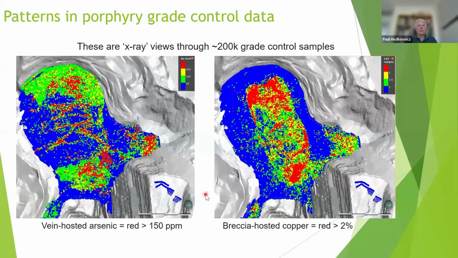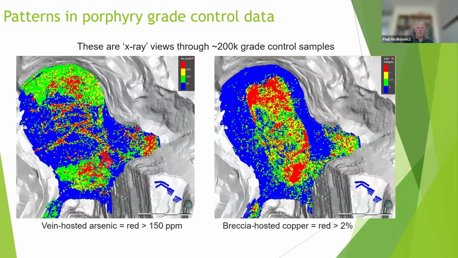So these are screenshots from that. And again, this is looking at about 200,000 grade control samples in this part of the pit. Again, you can see the very sharp boundaries of this breccia zone at the core of this magmatic system, hosting most of the high-grade copper. But then looking at the arsenic, you can see this vein-hosted arsenic in red. That's greater than 150 ppm. And you can see these nice steeply dipping conjugate vein systems that were not mapped.